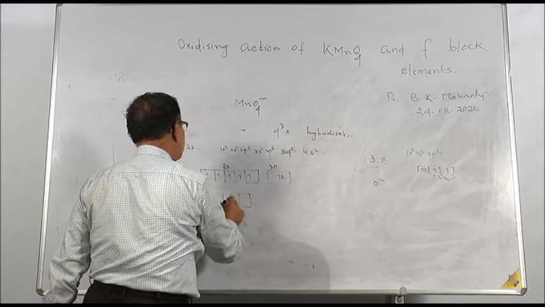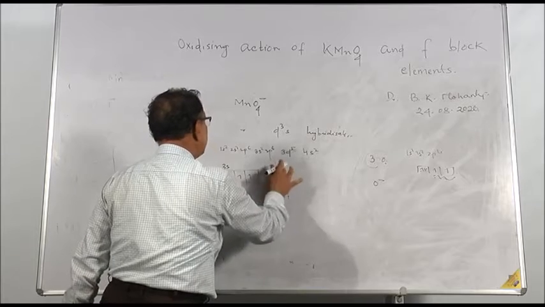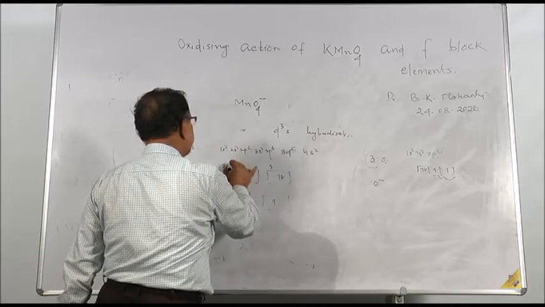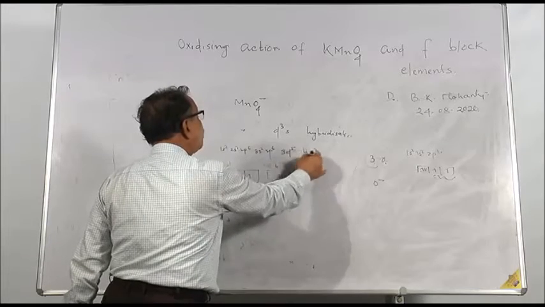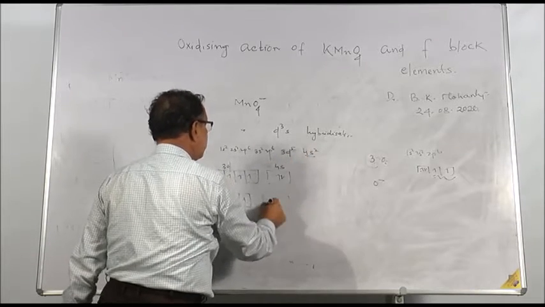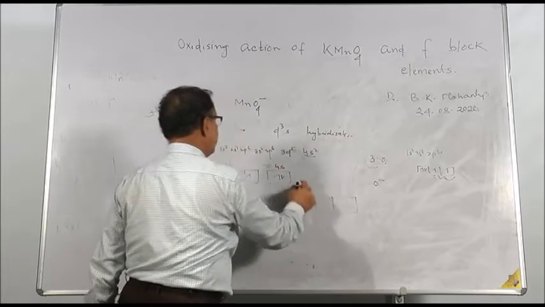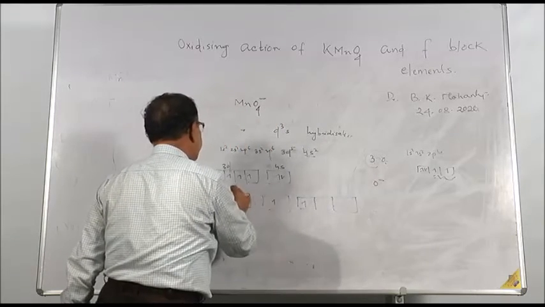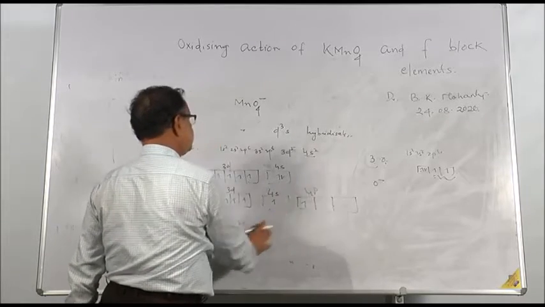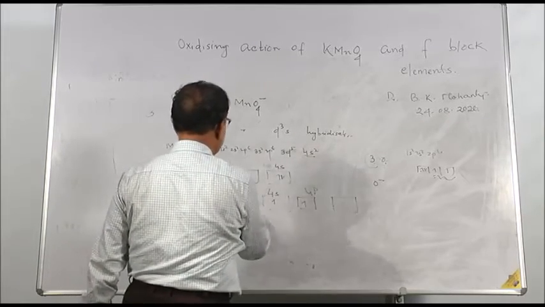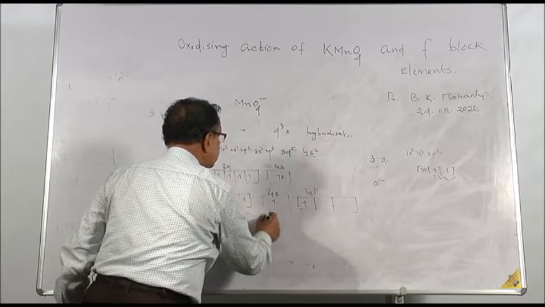Here is 3d, and this is 4s, and then 4p. So 3d, 4s, 4p. Then how many are there? 1, 2, 3, 4, 5, 6, 7, one for each oxygen atom, then d3s hybridization.